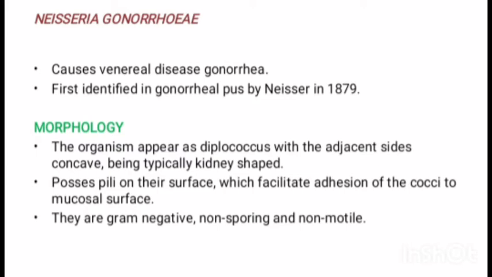So, this Neisseria gonorrhoeae are gram-negative, non-sporing, non-motile, and have pili on their surface, and they are typically arranged in pairs, hence known as diplococci. And you can see the gram-stained picture of Neisseria gonorrhoeae.